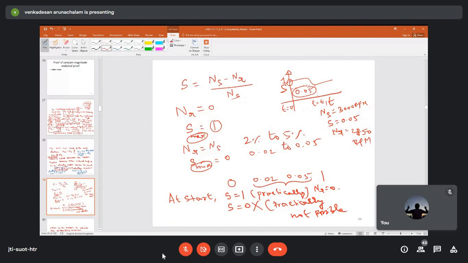When the synchronous speed is 1500 RPM, what is your NR? What is your NR? Just divide by 2. 1425. Yes. With that speed, the motor will rotate. So with this, I stop today's class.